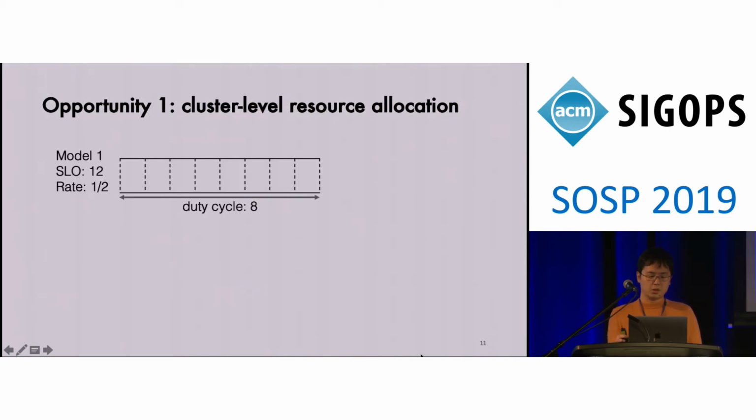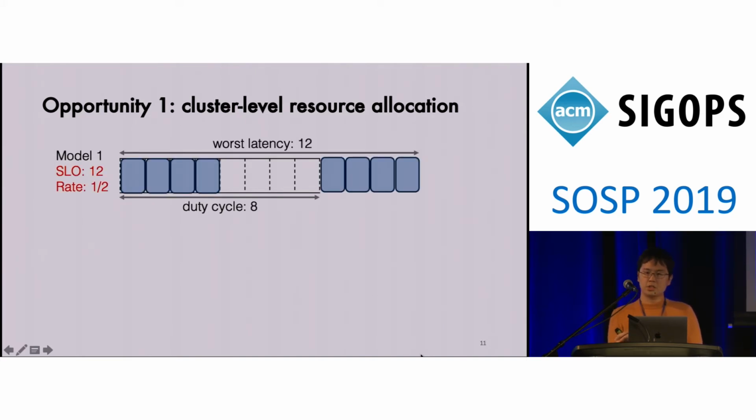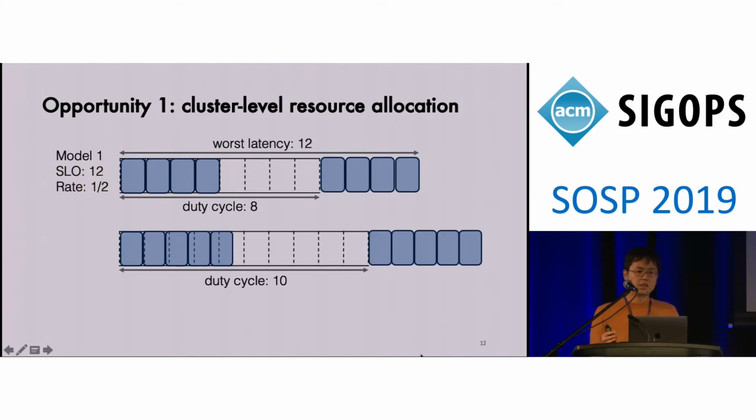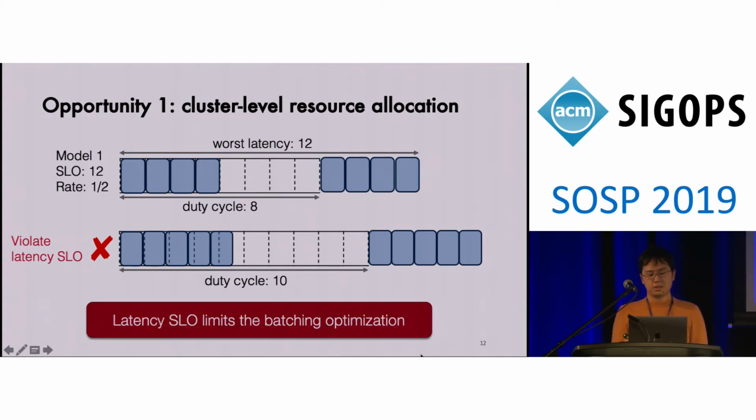Suppose we have a model with a latency SLO of 12 time units, and it receives 1 request every 2 time units. If we execute a batch of this model with 8 time units as our duty cycle, we then get a batch size of 4. Because the execution of this batch of 4 takes another 4 time units, the worst latency of a request can be up to 12 time units, just within the latency SLO of this model. However, if we increase the duty cycle to get a larger batch size, we'll then violate this model's latency SLO. Therefore, the latency SLO limits the batching optimization.